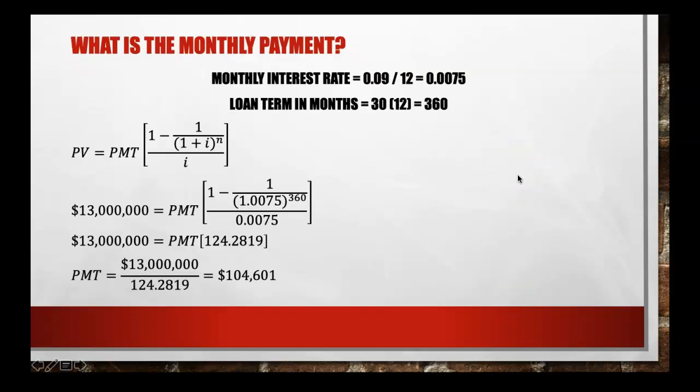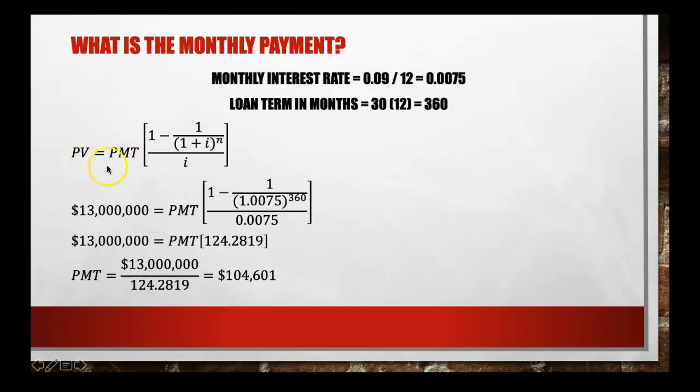All right, so firstly, the monthly payment. Since we're working with months, then everything has to be based on months. So we need to know our monthly interest rate. The interest rate is 9% per annum. So for the monthly rate, we just divide by 12, which gives us 0.0075 or 0.75%. The loan term in months, 30 years, 12 months per year, gives us a total of 360 months.